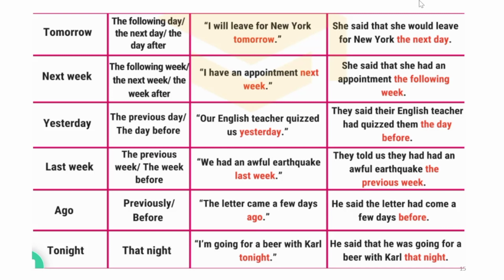Can you see this? We change the tenses, will leave into would leave, and then we also change the time, tomorrow, into the next day. Next week, the following week. Yesterday, the day before. Last week, the previous week. Ago, before. A few days ago, a few days before. Tonight, that night. So that's the change in time and place.